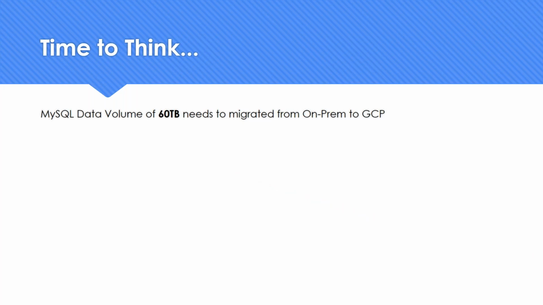Please change the mode to private, or only to the presenter, so that everybody can think. Hope the question is clear. We have 60 terabytes, MySQL 5.7. How do I migrate from on-prem to GCP? Maybe to make it very simplistic, take it as a one-time migration, exactly like what we did last Sunday. What could be your thoughts, folks? How will you achieve this?